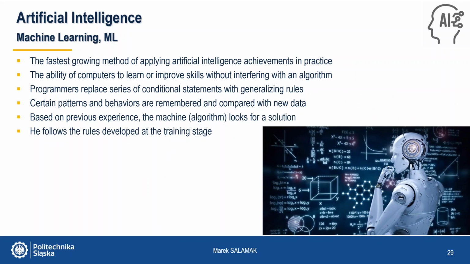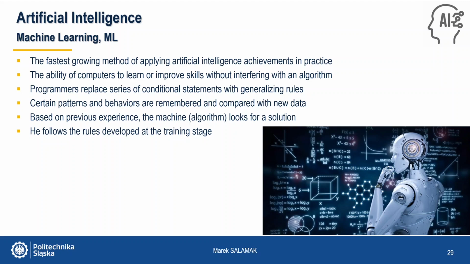One of the fastest developing methods of the practical application of achievements in artificial intelligence is so-called machine learning. There is no single consistent definition of this approach. Still, in the original meaning, it was the ability of computers to learn new skills or improve them, but without re-interfering with the algorithm.